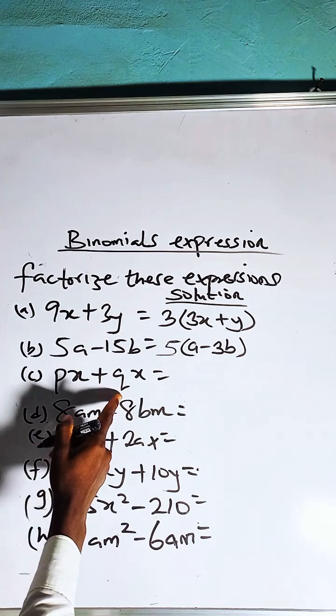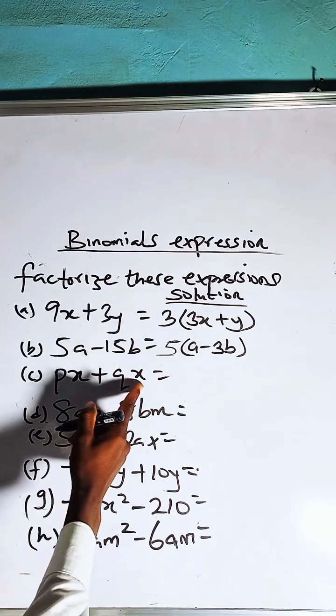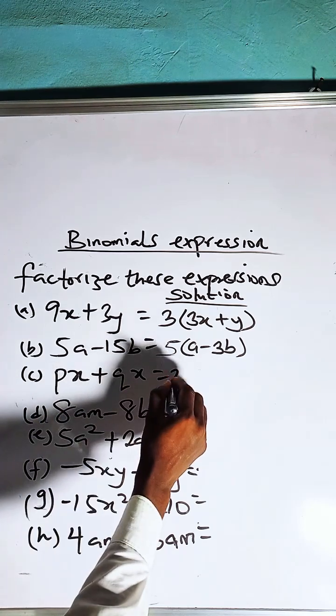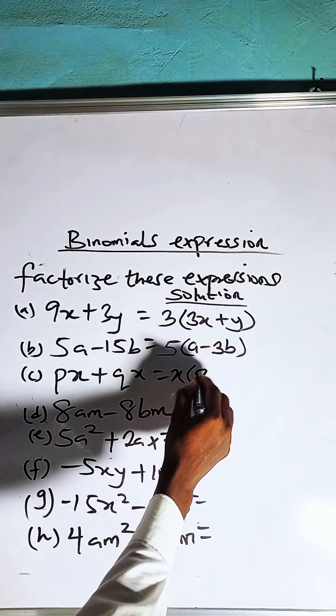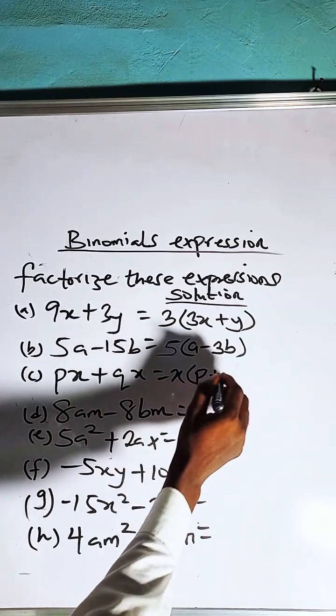So for ps plus qs, the common factor here is s, so we can have it as s into p plus q.